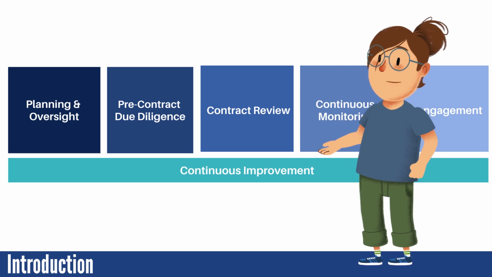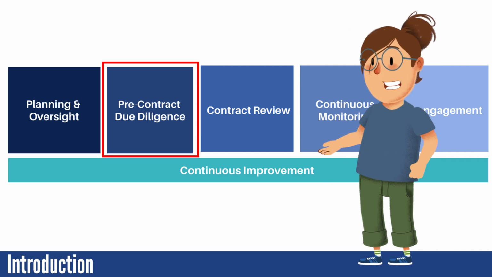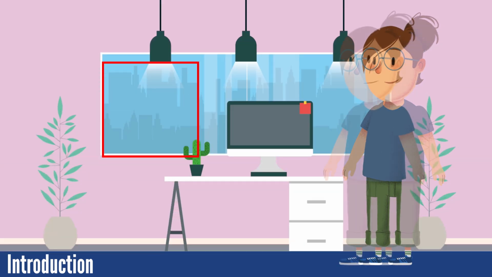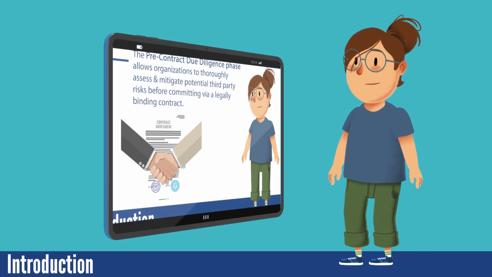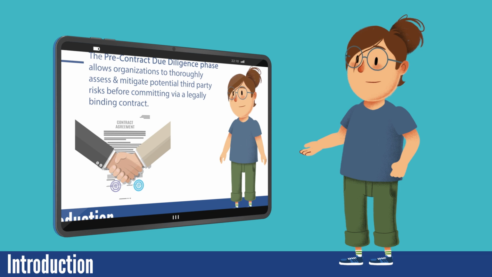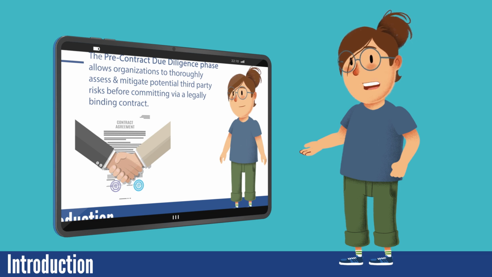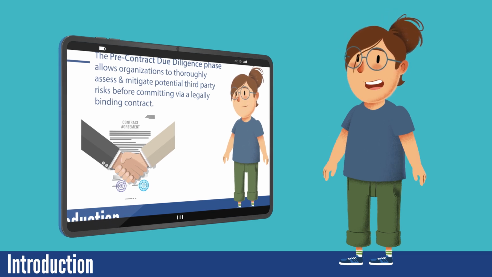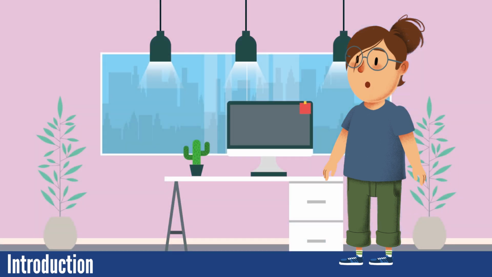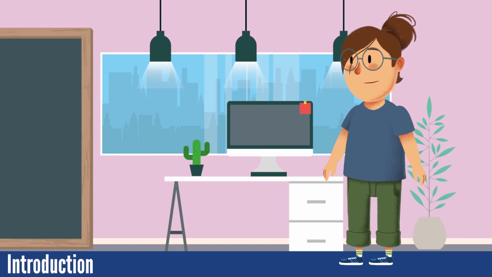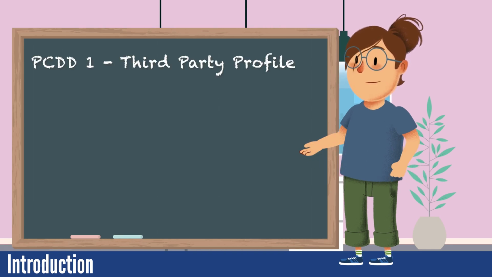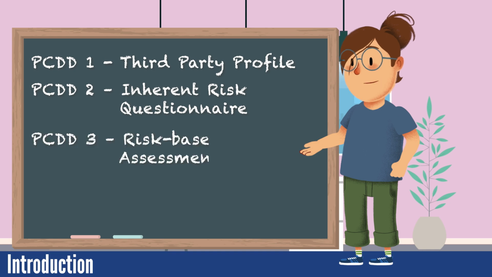This video will cover Section 4 of Pre-Contract Due Diligence, the second phase of the TPRM lifecycle. If you have not done so already, be sure to watch Part 1 of this video, as we covered several sections within pre-contract due diligence which are relevant to the phase as a whole. These videos will help you better understand the foundations of building a comprehensive third-party risk management program. Previous sections reviewed in Part 1 include Third-Party Risk Profile, Inherent Risk Questionnaire, and Risk-Based Assessments. In today's video, we'll be focusing on risk identification.